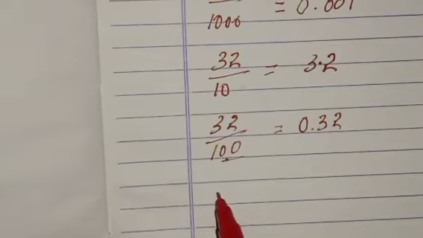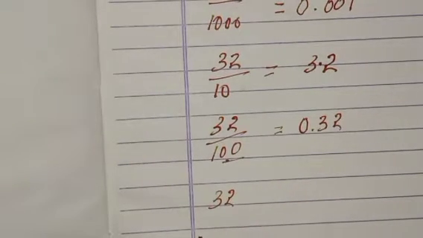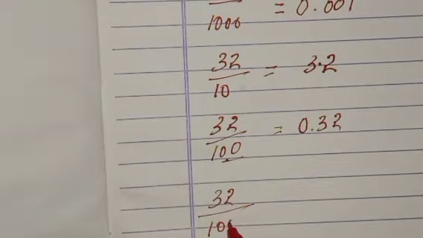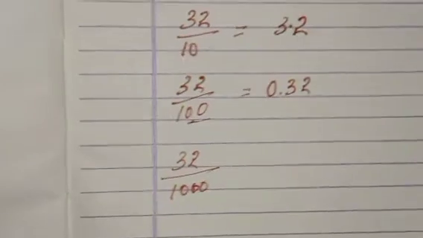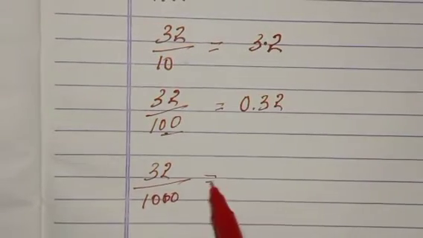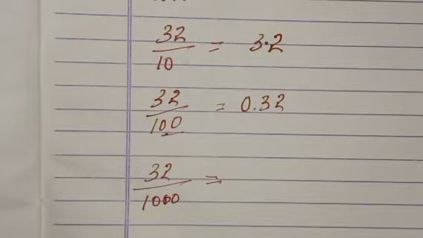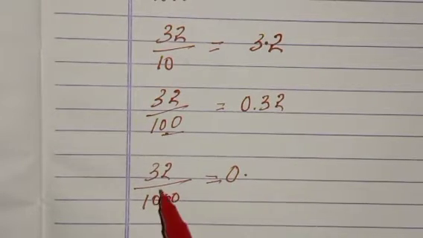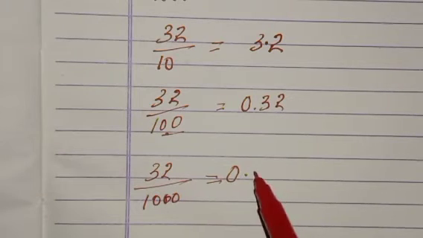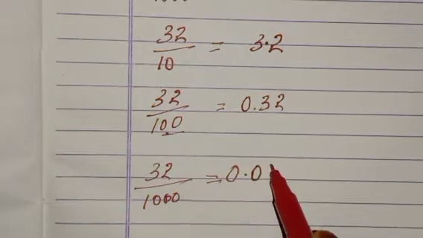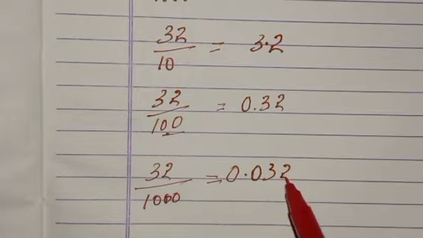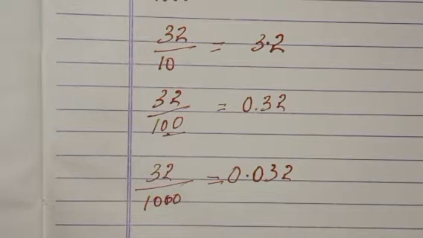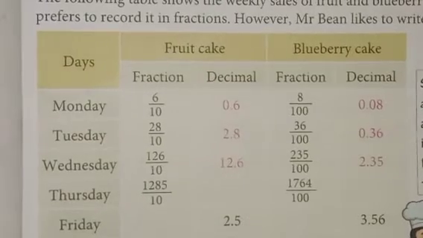Next, if the question is 32 by 1000. After the decimal point, how many numbers will be there? 3 numbers will be there. So here 0 point. Here only 2 numbers are there, so we can put one 0, then 3, 2. So the answer is 32 by 1000 is equal to 0.032.